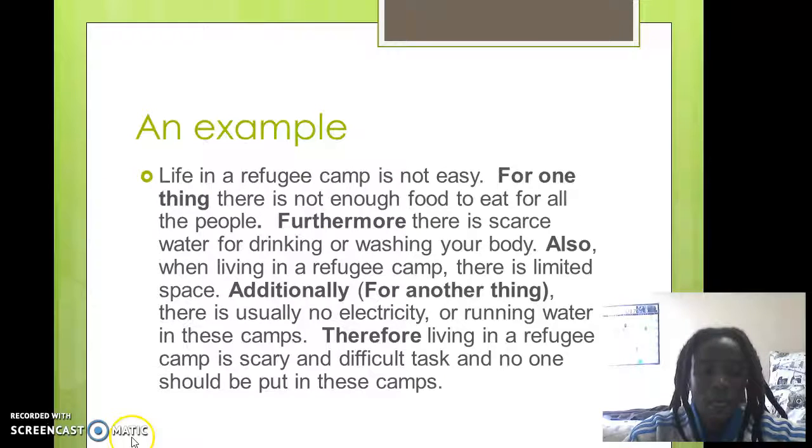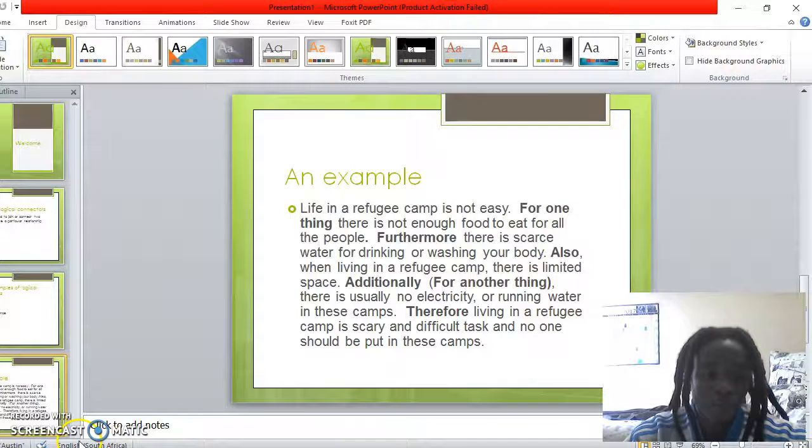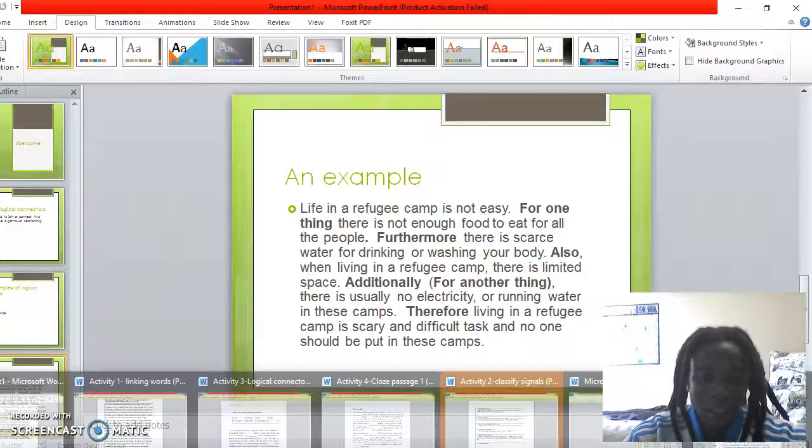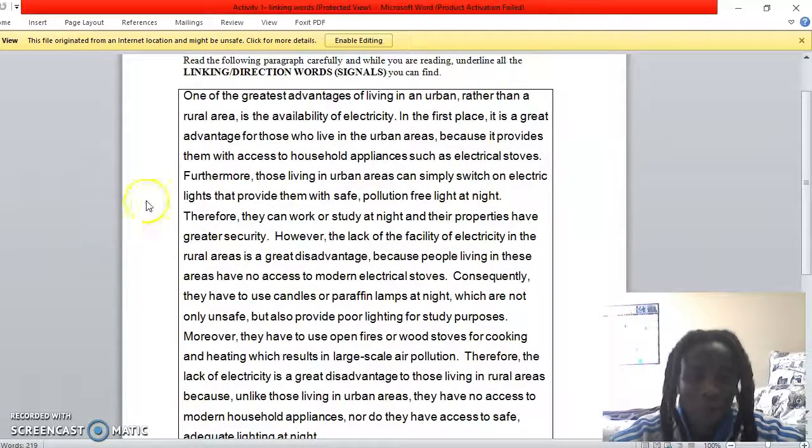Okay, now guys, let's read another passage that has logical connectors with different signals. Okay, here's this passage, guys, and it reads as follows.